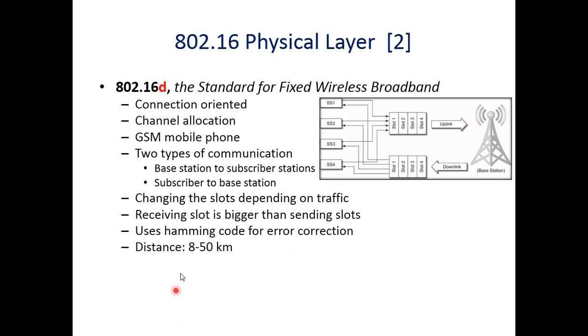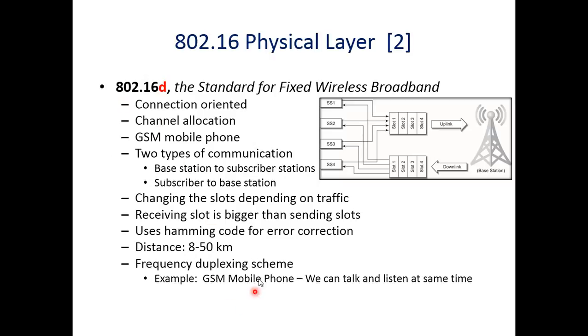the errors. We'll see the Hamming code later on in the next video, and it can cover a distance up to 8 to 50 kilometers by this mechanism. Then it is the frequency duplex scheme. It means we can send the data and at the same time we can also hear the data. So suppose I am sending the data, at the same point of time I can also receive the data. In GSM mobile phones, we can talk and listen at the same time.